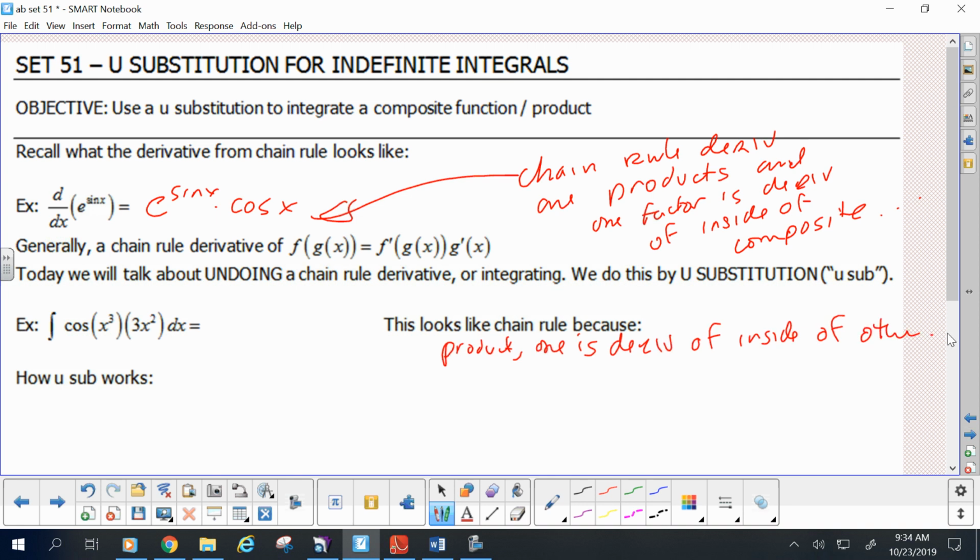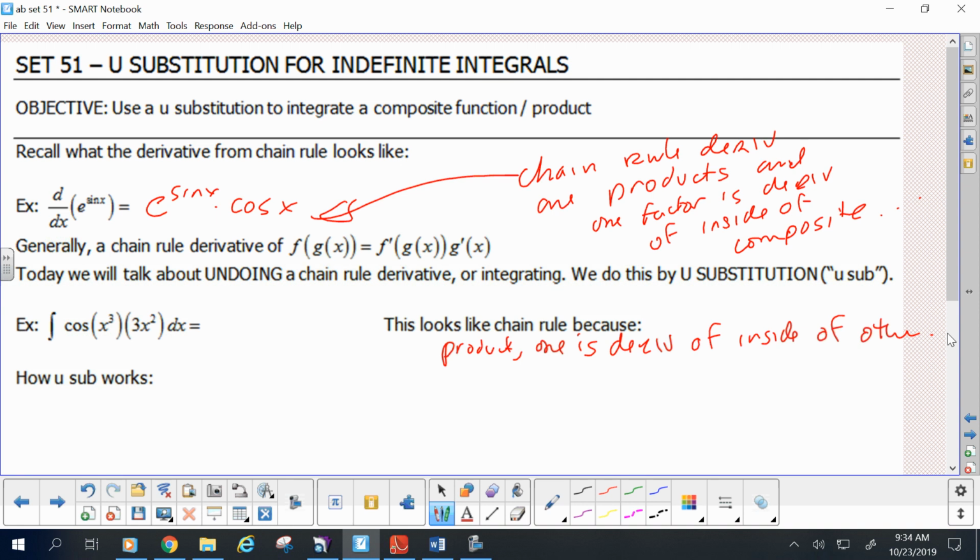Now, especially for those of you who are good mental problem solvers, you could probably do this by guessing. You might be able to just tell me the antiderivative here. It's sine of x cubed.